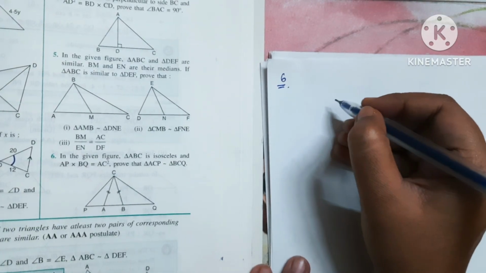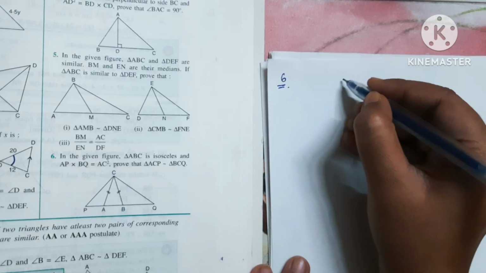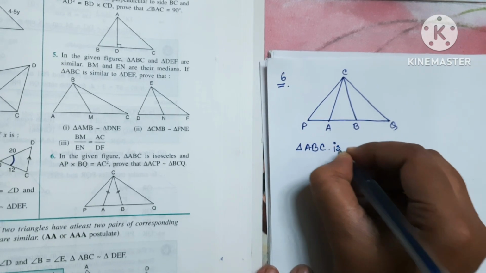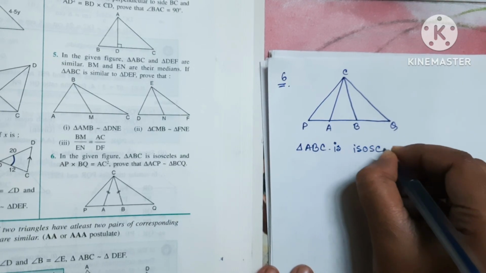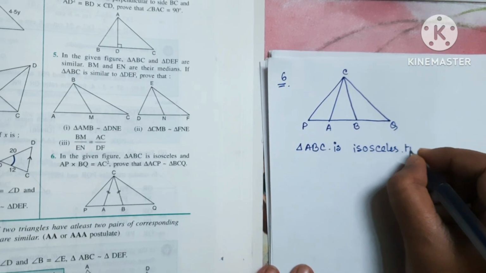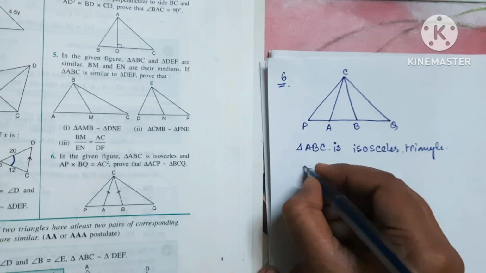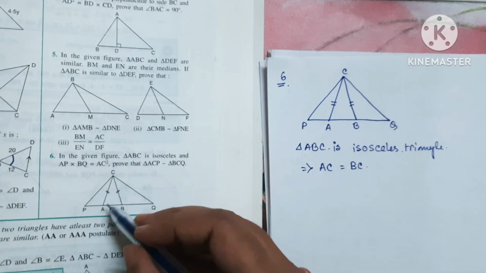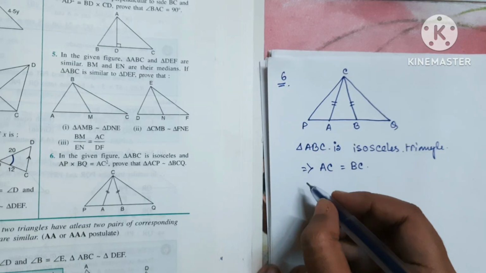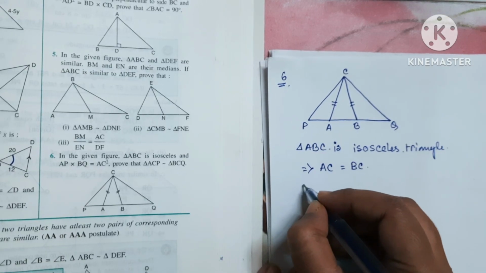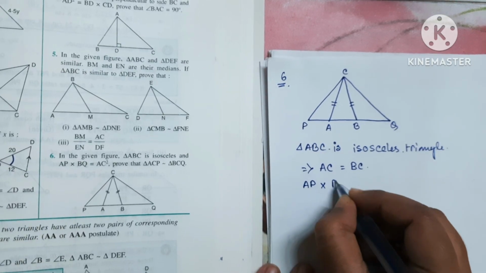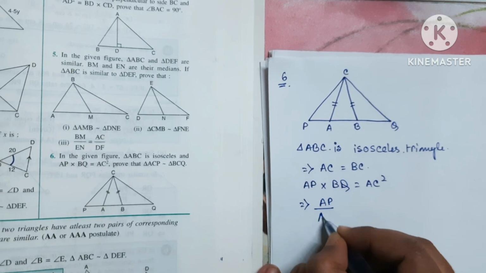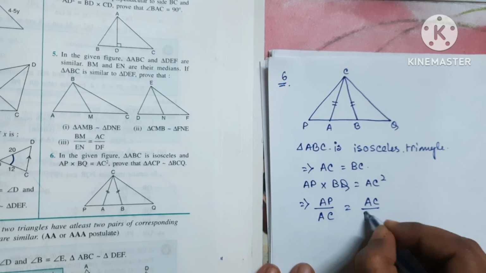In the case of this question number 6, triangle ABC is an isosceles triangle. That means AC is equal to BC, right? These two are given. See the symbol. That means AC is equal to BC. Now see, another condition is given. AP cross BQ is equal to AC square. You can write AP by AC is equal to AC by BQ.